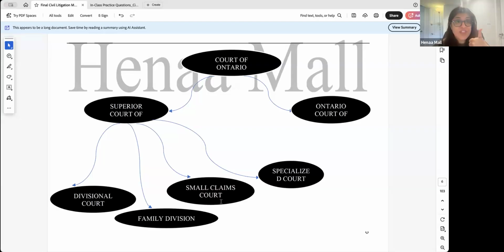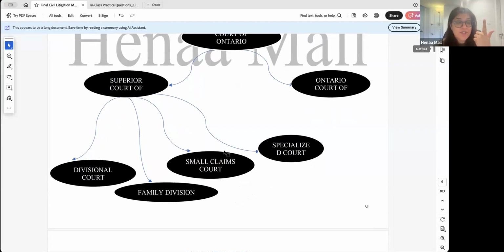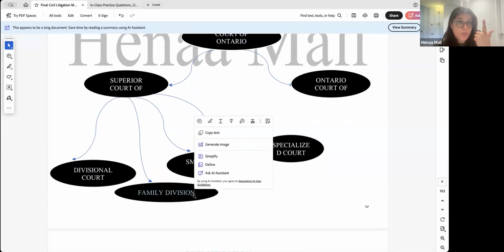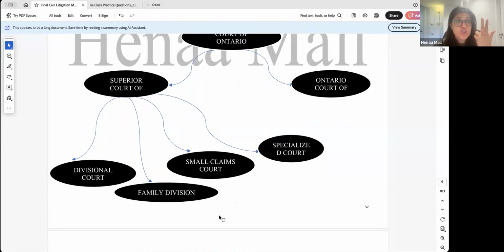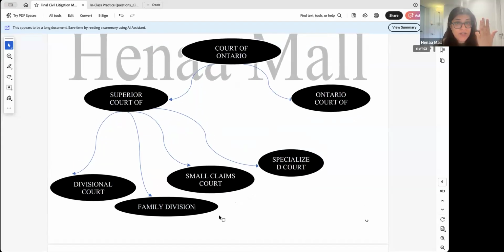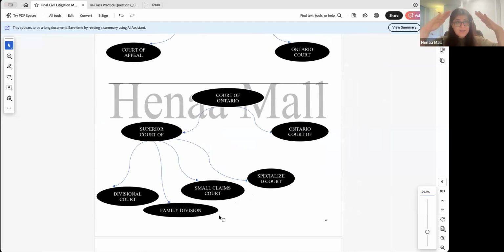And Superior Court of Justice has four branches, right? Let's look at those branches. Divisional Court, family division. We are going to study more on this when we do family law. Small claims court, specialized courts, right? So Court of Ontario is divided into two types: Superior Court of Justice, Ontario Court of Justice. Superior Court is further subdivided into four: divisional, family, small claims, specialized.